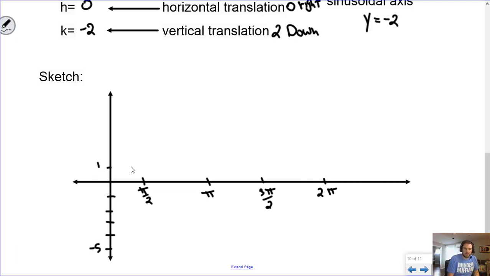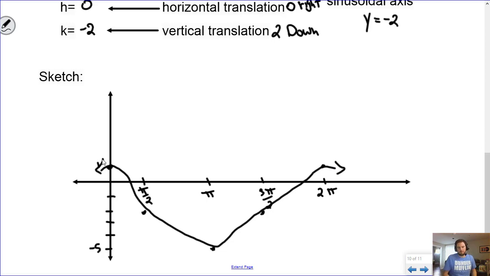And let's graph our points. So 0, 1, pi over 2, -2, pi, -5, 3 pi over 2, and -2, and finally 2 pi and 1. So my graph looks something like this. Maybe if I can get my graphing skills up to snuff here. All right, there we go.